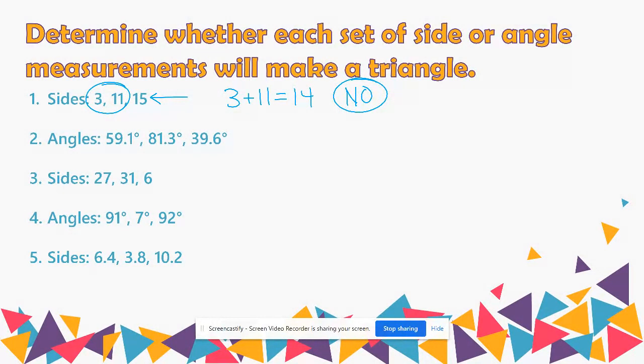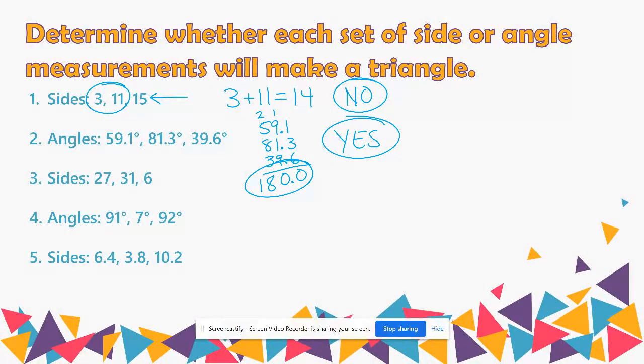For angles, all you want to do is add together your three numbers and see if they give you 180. And if they do, it's a yes. If they do not, it's a no. So I'm going to add these together, carry my 1. So far, so good. I got a couple zeros, carry my 2. And I get 2 plus 5 plus 8. That is 15 plus 3 is 18. So it works out. I get 180 degrees exactly. So number 2 is a yes.